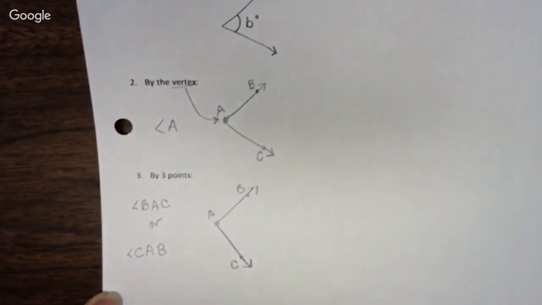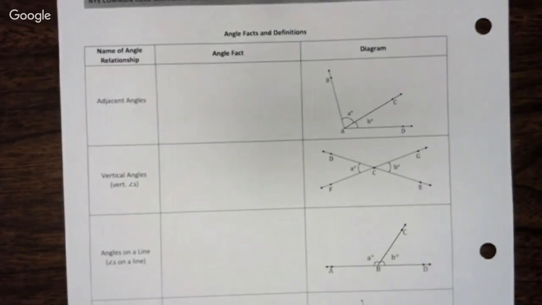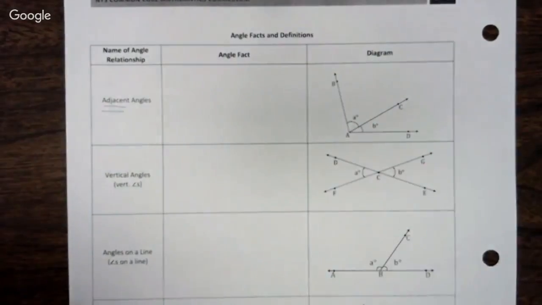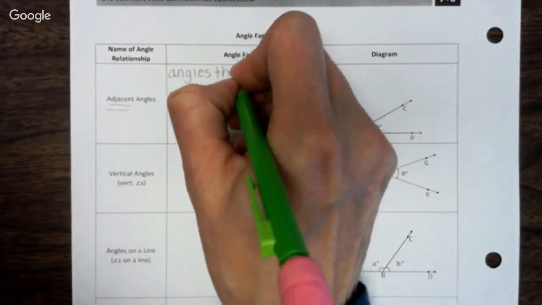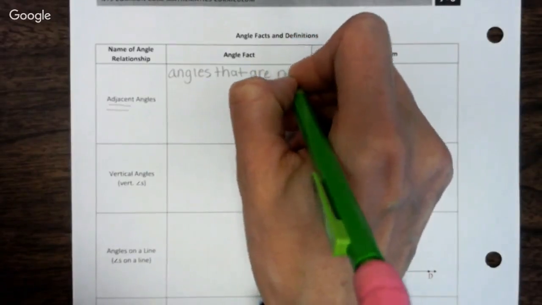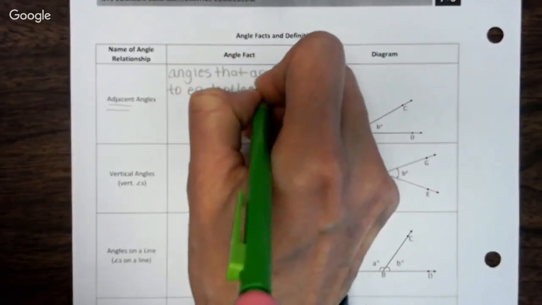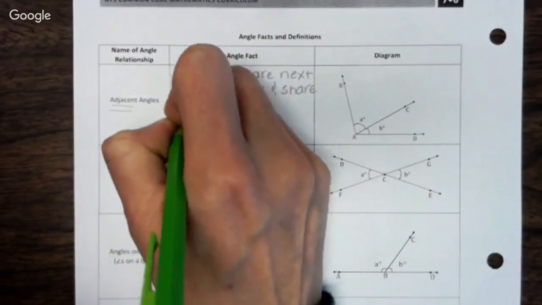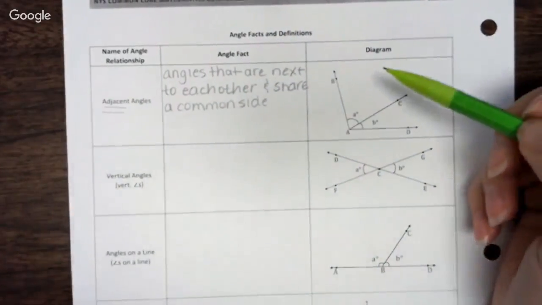All right, so now that we've talked about how to name angles, we don't have to say that angle over there. We can actually use a name. Let's talk about different types of angles. All right, the first one we're going to do is adjacent angles. Okay, the word adjacent means next to. So these are going to be angles that are next to each other. These types of angles share a common side. So they're next to each other and they share a common side.